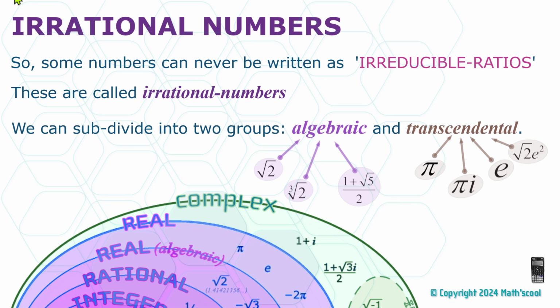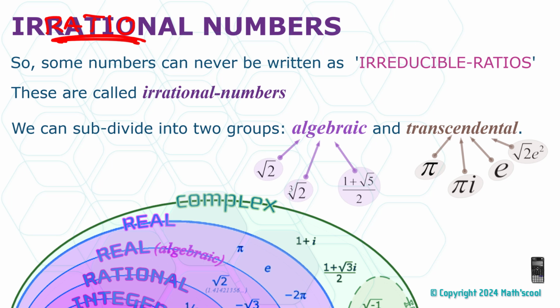And so it's termed an irrational number. Irrational means you cannot write it as a ratio. You cannot write it as a fraction of two integers. And so we call these irrational numbers.